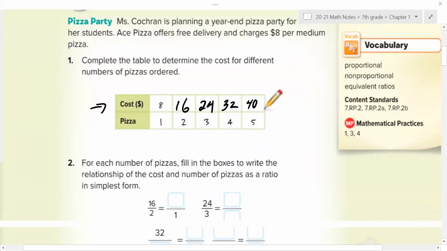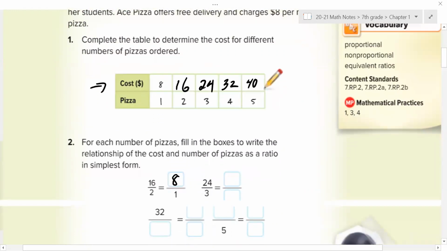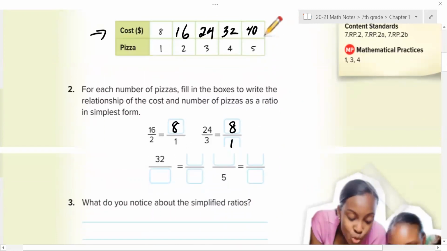For each number of pizzas, fill in the boxes and write the relationship of the cost and the number of pizzas as a ratio in simplest form. If it was just one pizza, that'd be $8, because I'm simplifying it. For $24 for 3 pizzas, that's the same thing as 8 over 1 as well. For $32, we got 4 pizzas, and if I did 32 divided by 4, I would have 8 over 1. And for $40 and 5 pizzas, it's still 8 over 1.